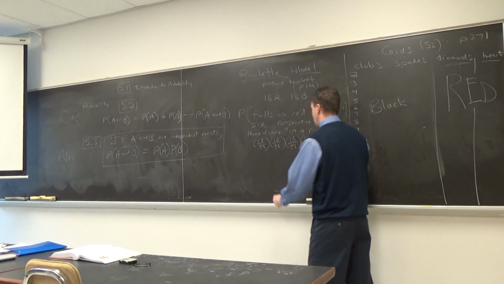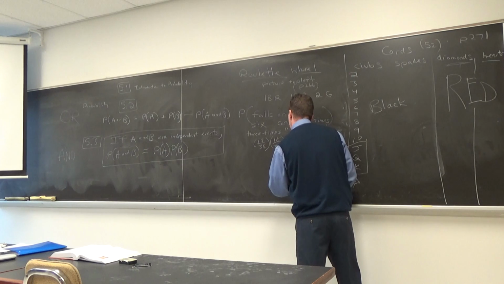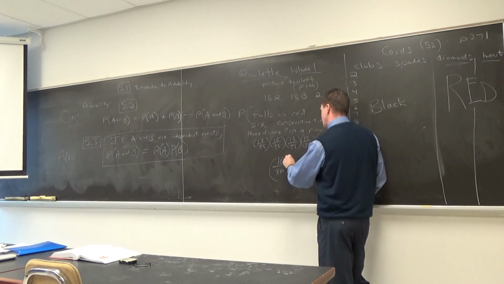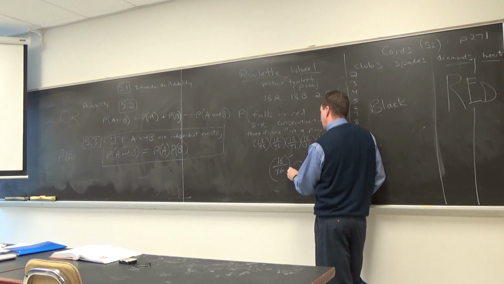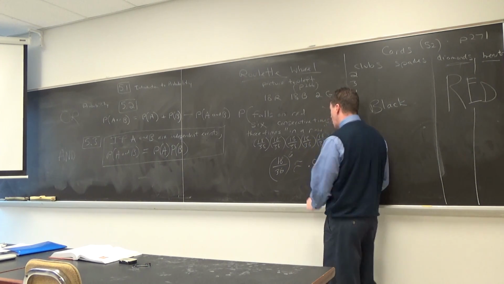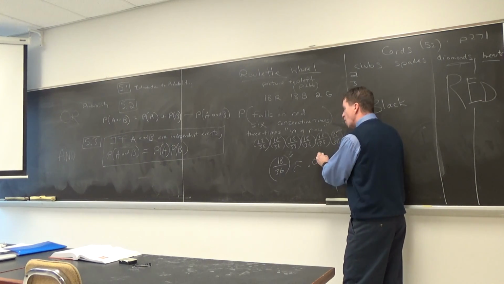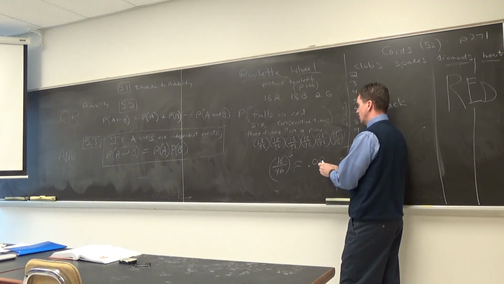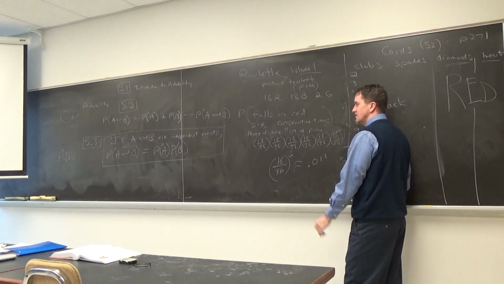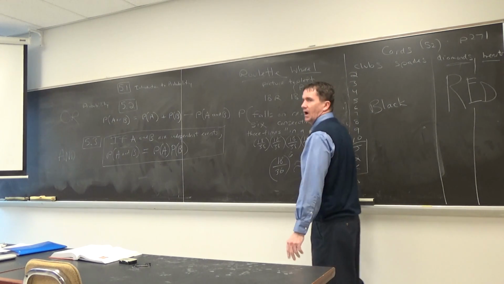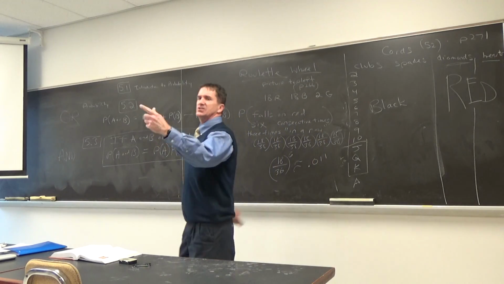I love it. But what's the fast way? 18 over 38 to the 6th power? 0.011. So 0.011, roughly a 1% chance.